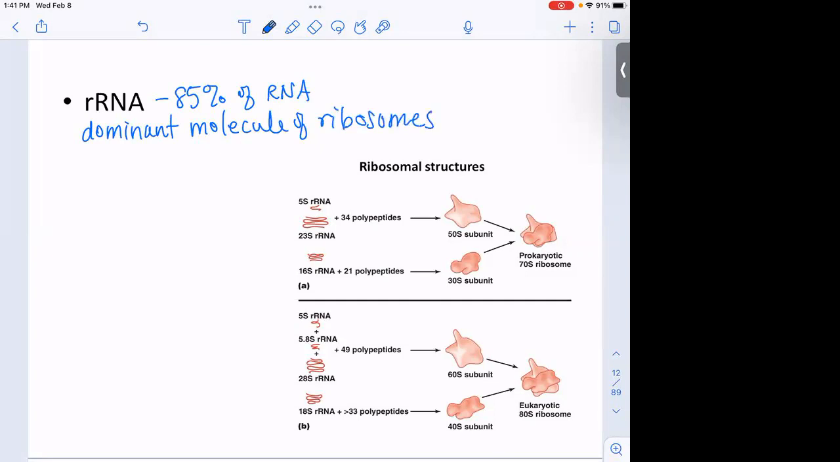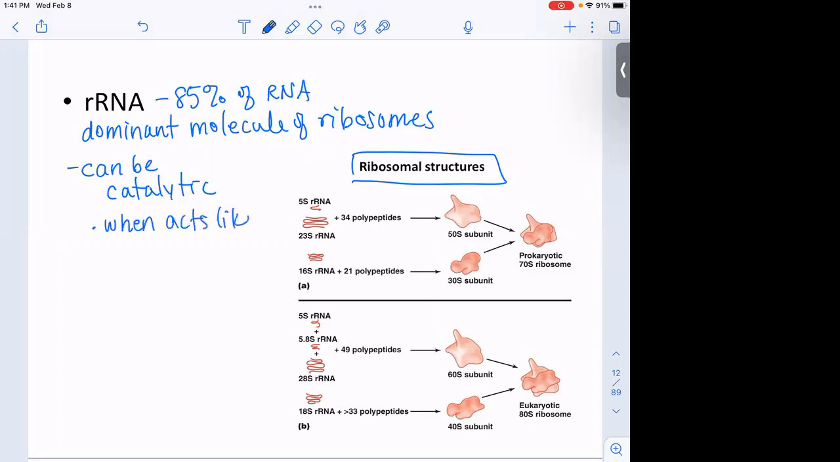Okay, so we've talked about ribosomal structure already. Of course, this is where protein synthesis is going to be taking place. What's special about ribosomal RNA is that it can be catalytic. So it can act like an enzyme. And what do we call it when it acts like an enzyme? Anybody familiar with that? Yeah, right, good. We call it a ribozyme.